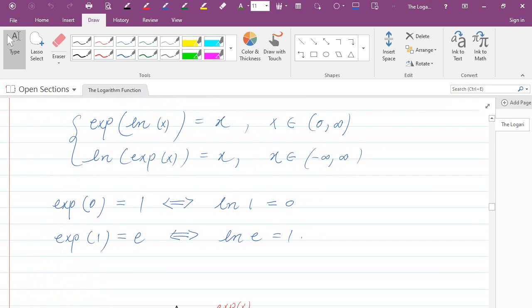Recall that ln of 1 is 0, and therefore the exponential function evaluated at 0 would be 1. And because ln of e is 1, in fact, this was the equation that defines the number e, the exponential function evaluated at 1 would be e.